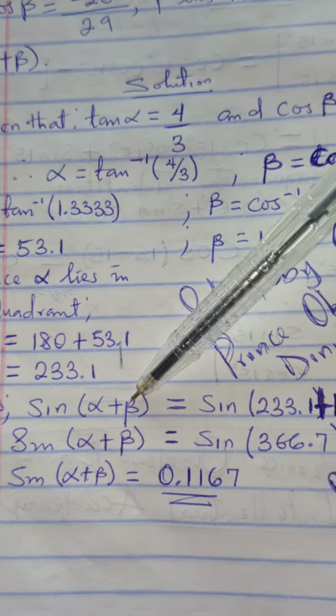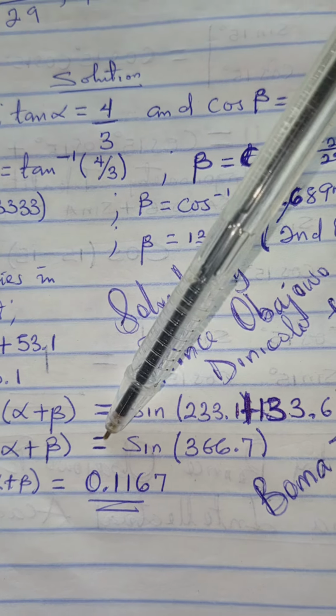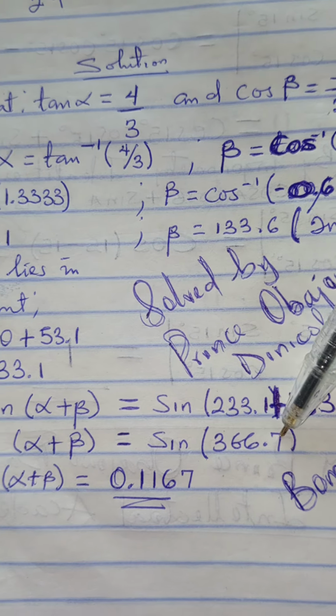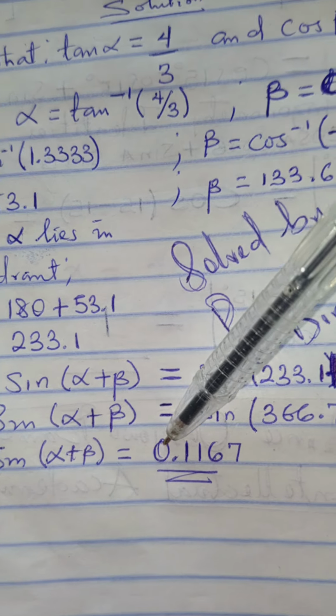On that note, we have sine of alpha plus beta equal to sine of 233.1 plus 133.6, and that gives us sine 366.7. If you actually compute this with your calculator, we have sine of alpha plus beta equal to 0.1167.